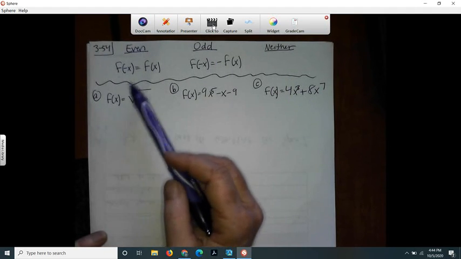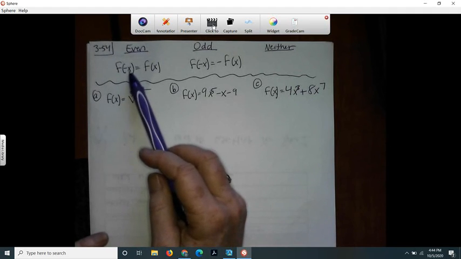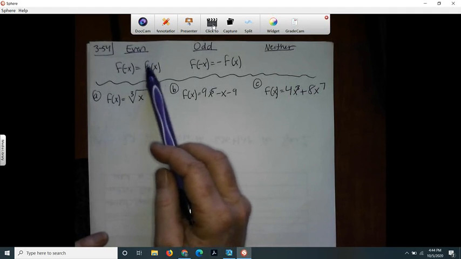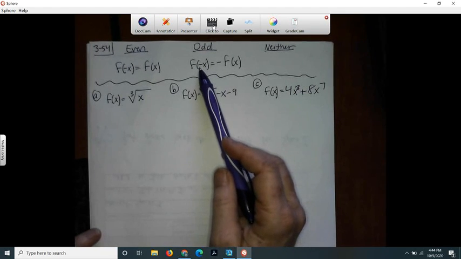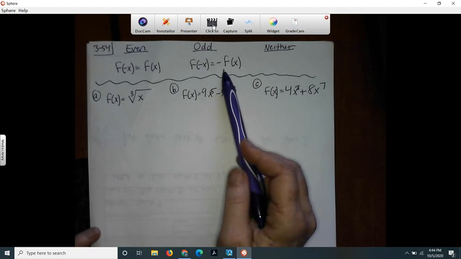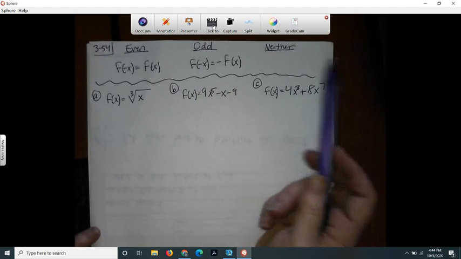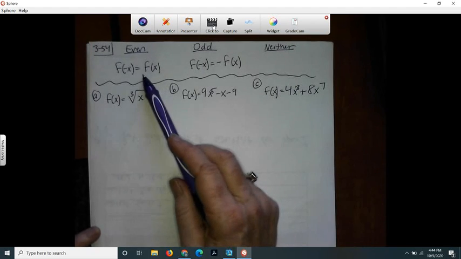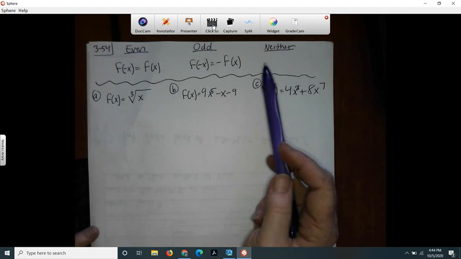So you can tell it's an even function if when you plug negative x into it, you end up with just f of x, like whatever you started with. And if you plug negative x into an odd function, you'll end up with negative f of x. And if it's neither, well, then you'll end up with neither f of x nor negative f of x.